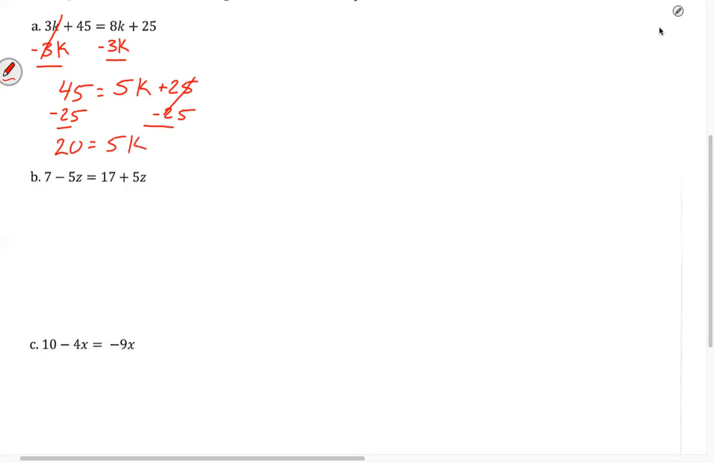Tyler, how do you get rid of times 5? Divide by 5. So we divide by 5 and we get 4 equals K. Oh, look at that. Mr. Harmon said that at the start of class.